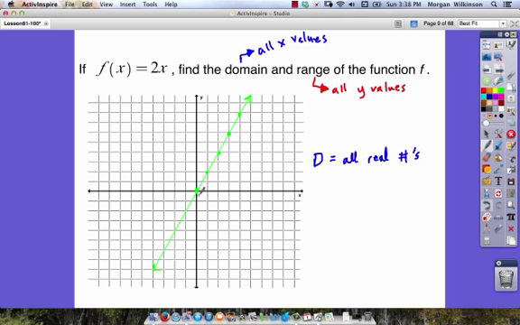In our range, all the y values that are possible in this function, well, we can see the same thing happens with our y values. They just keep going up and up and up and up, and down and down and down and down. So our range R is also equal to all real numbers.